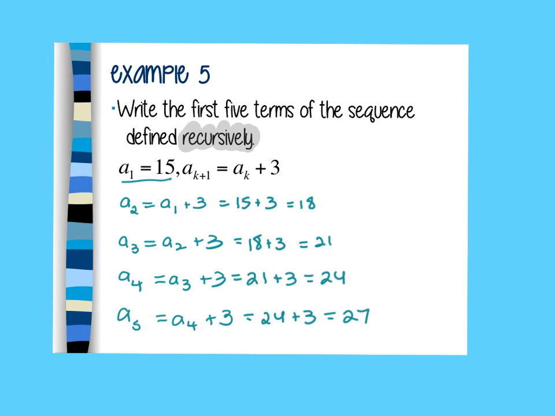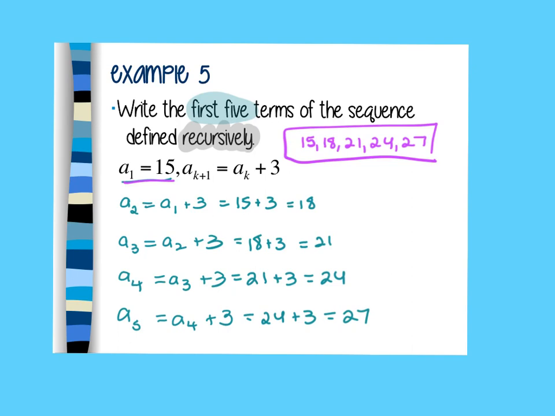Now the directions say write the first five terms. You have to include the one they gave you, and that's the biggest mistake people make on this kind of question. The one they gave you is A sub one. So 15 comes first, then 18, then 21, then 24, then 27. Those would be the first five terms of your recursive sequence. Again, the biggest mistake people make here is skipping that first one and going to one more, like going from 18 to 30. Those would not be the first five terms. That would be term 2 to 6.